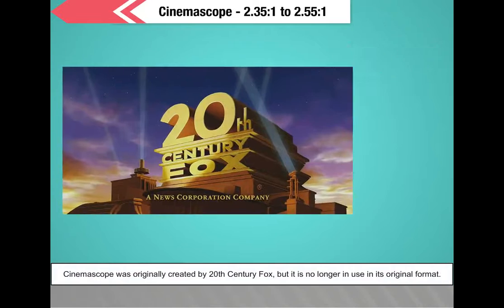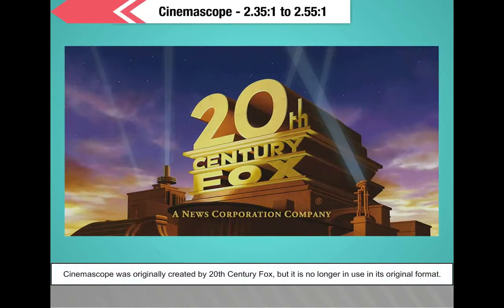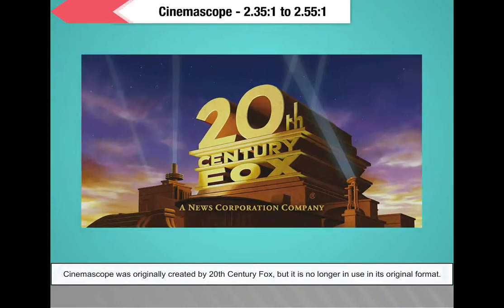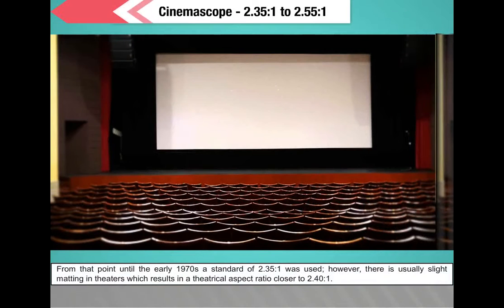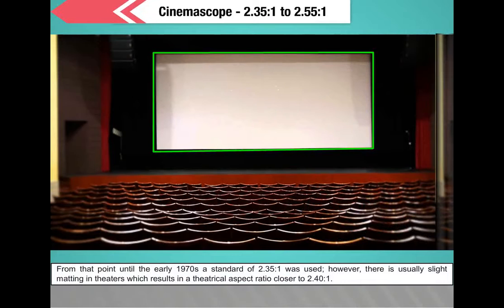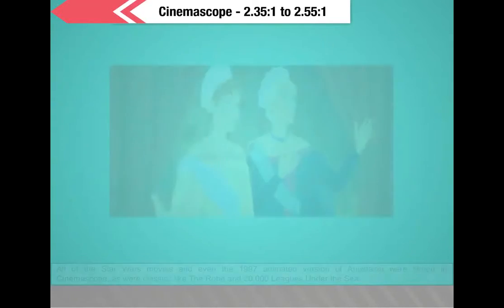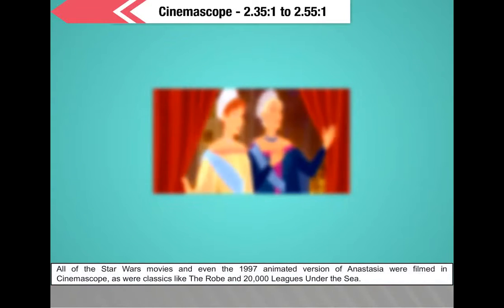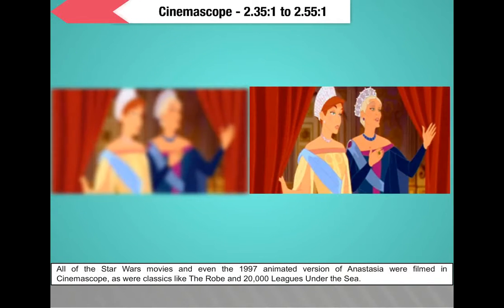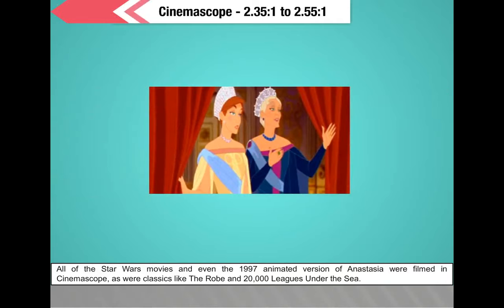CinemaScope was originally created by 20th Century Fox, but it is no longer in use in its original format. From that point until the early 1970s, a standard of 2.35:1 was used. However, there is usually slight matting in theaters, which results in a theoretical aspect ratio closer to 2.40:1. All of the Star Wars movies and even the 1997 animated version of Anastasia were filmed in CinemaScope, as were classics like The Robe and 20,000 Leagues Under the Sea.